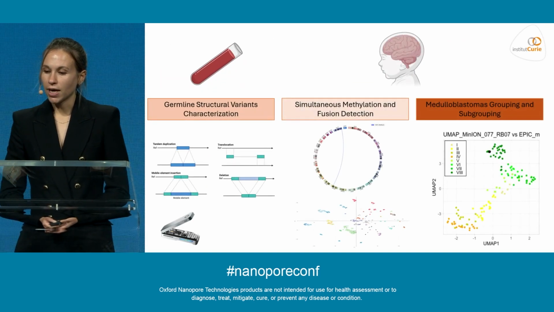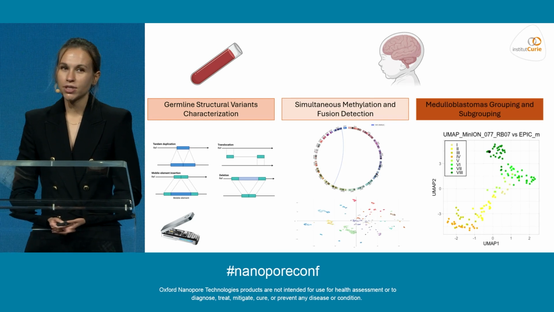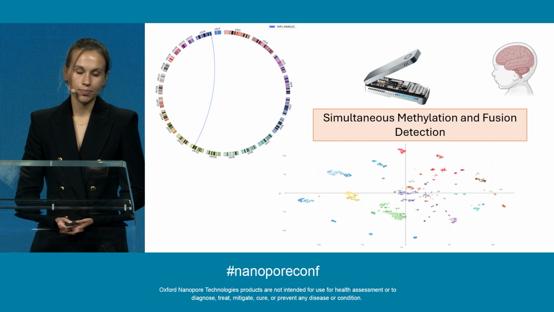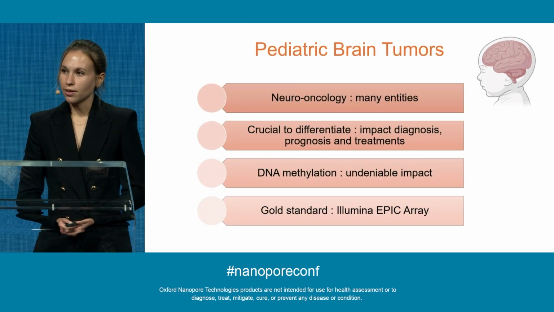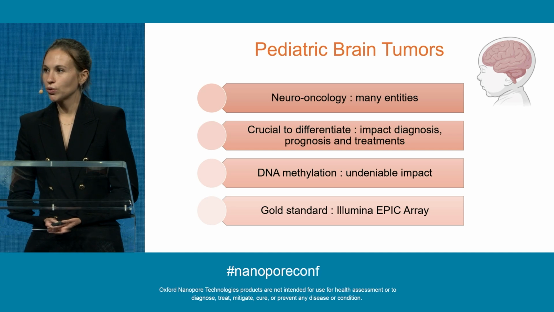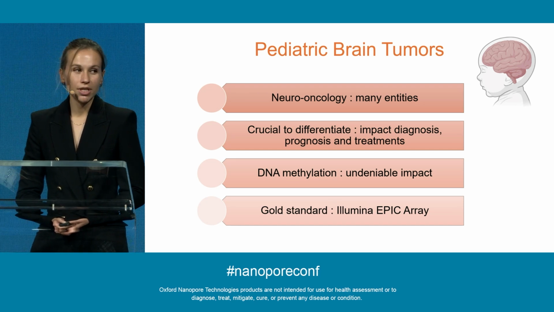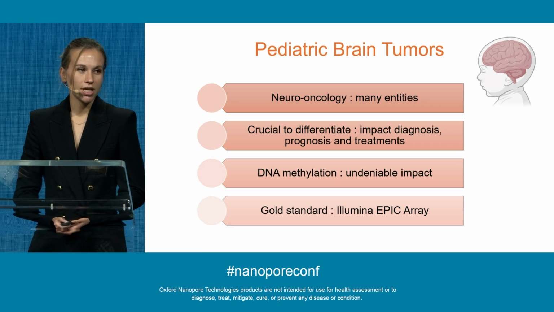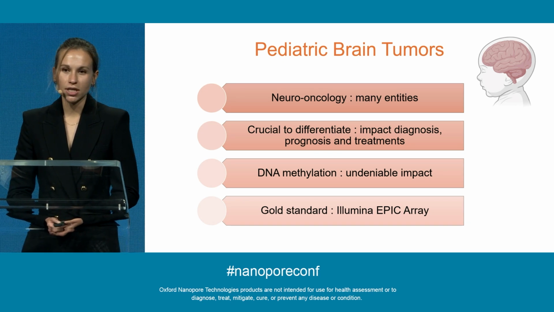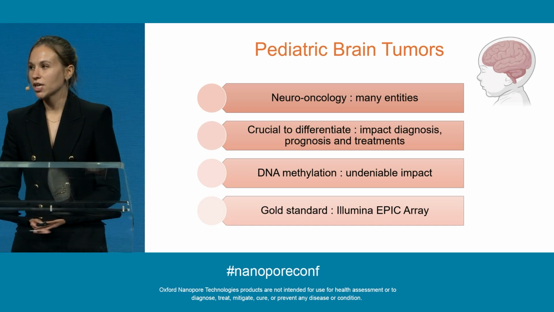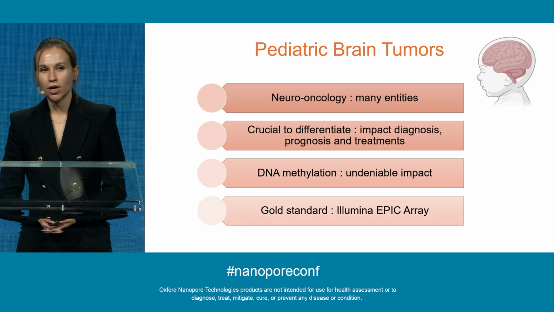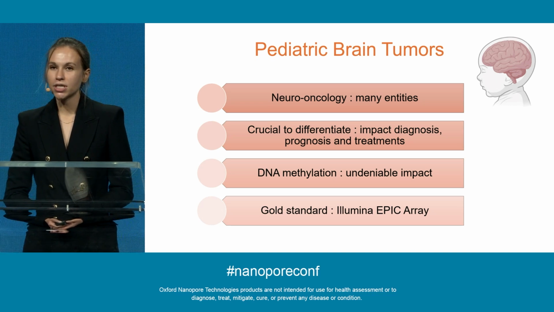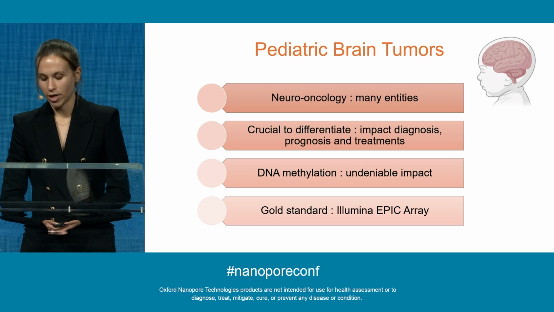So now we will look at the somatic level, and we will start with the simultaneous methylation and fusion detection in pediatric brain cancers and sarcomas. So in neuro-oncology, there are many entities that are challenging but crucial to differentiate because they will induce completely different diagnoses, prognoses, and treatments. And within the past years, the study of DNA methylation has proven its undeniable impact in helping the classification of those tumors, and it has now become a criterion of the WHO classification of brain tumors. And currently, this study is performed using the Illumina EPIC array.